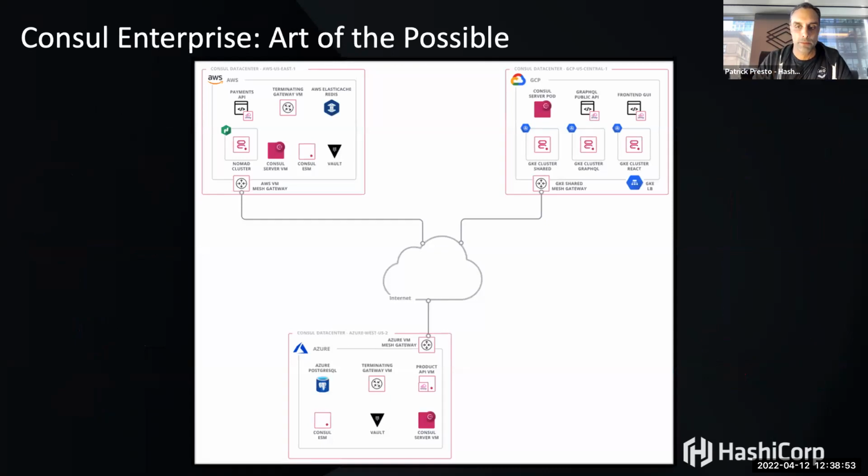So here's the art of possible. This is a diagram showing our advanced Consul Enterprise workshop that I've given with my customers. In this workshop, we built 3 data centers across AWS, GCP, and Azure from scratch. Initially, the data centers have no IP connectivity or any routes. They live in different regions, and we use Consul Enterprise to connect them all together.